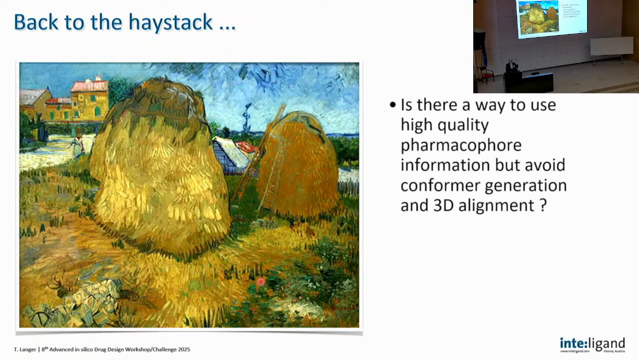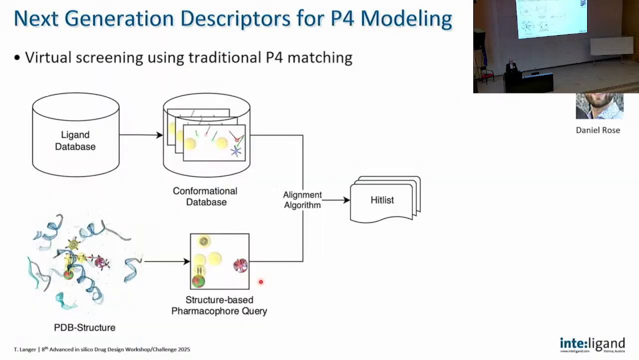Again, is there a way to use high-quality pharmacophore information but avoid this conformer generation and 3D alignment? We just have submitted a paper that has been accepted in a conference, and Daniel Rose will present this paper. What he did is he generated pharmacophore vectors that can be used without alignment anymore. So you can do virtual screening without alignment using pharmacophore vectors.